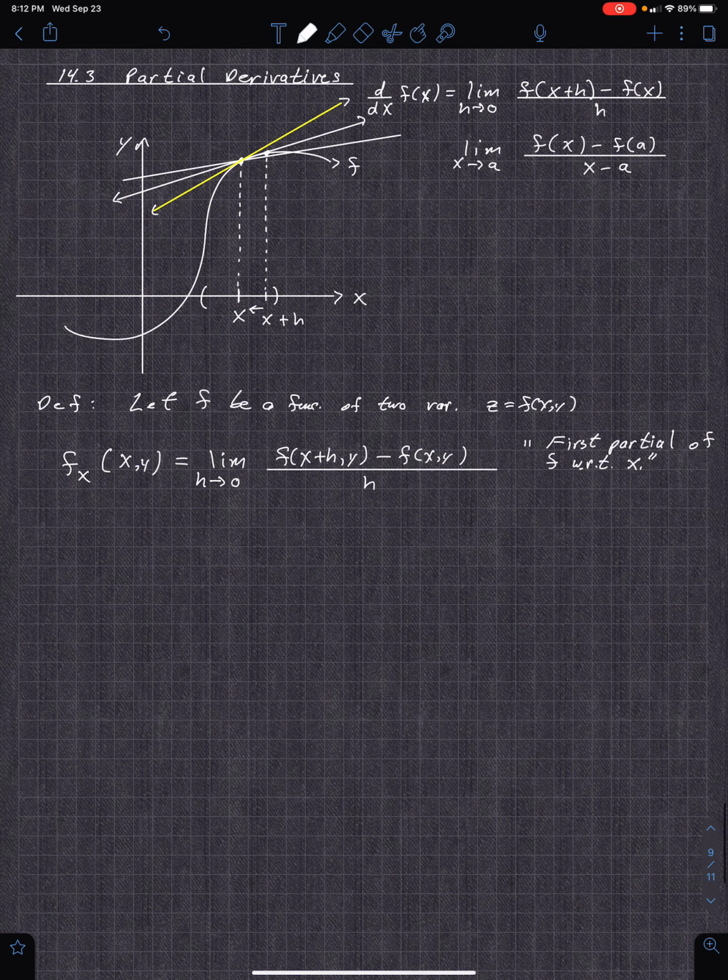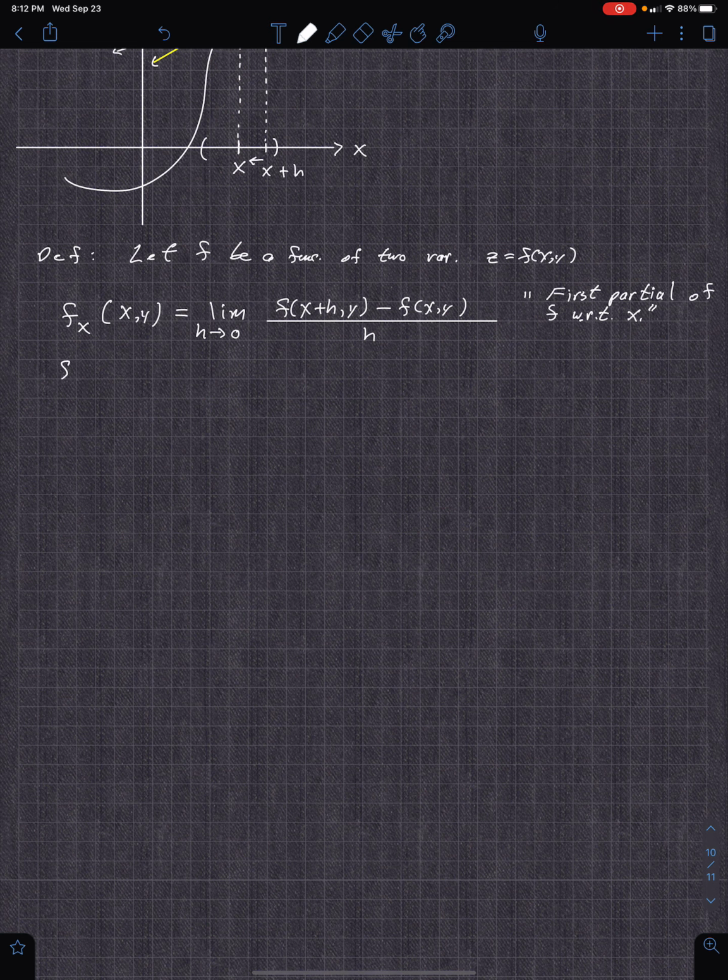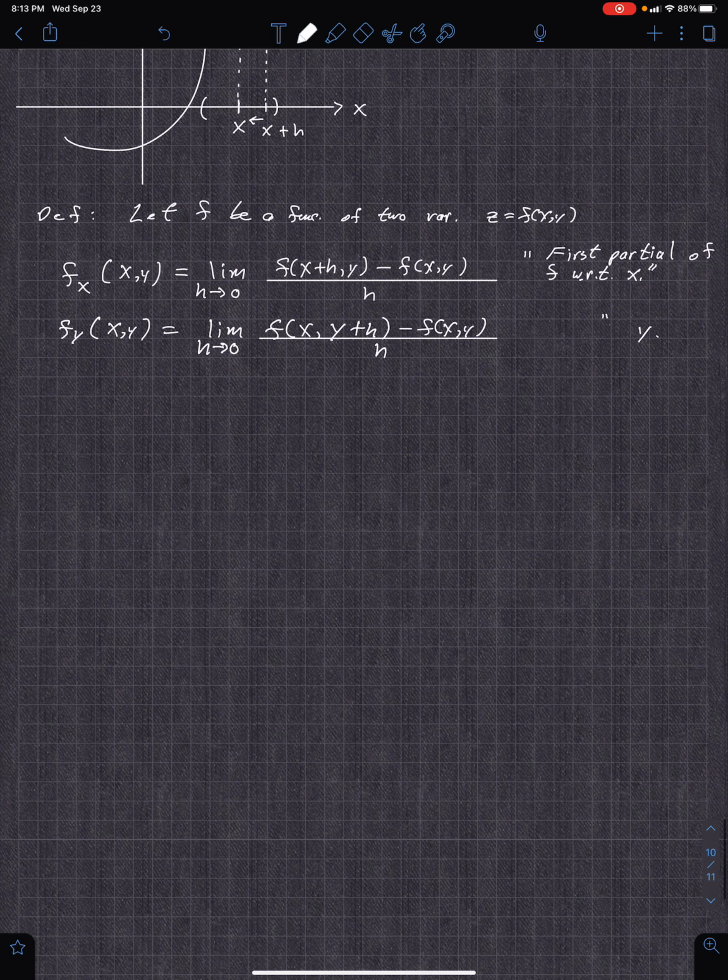Then the next one, as you might expect, partial of f with respect to y of xy is equal to the limit of f of x, comma, y plus h minus f of xy all over h as h approaches 0. And that's the same, everything's the same except just you put y in there, of course. First partial of f with respect to y. Let's look at some notation of how we interpret that.